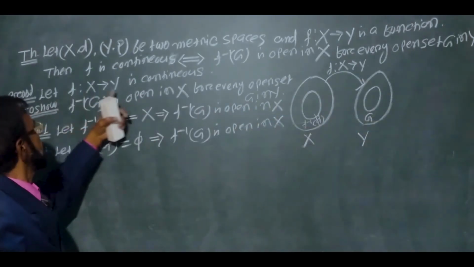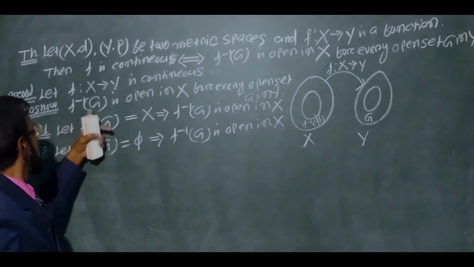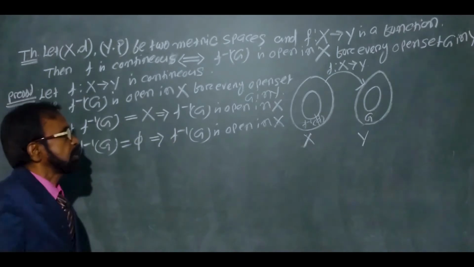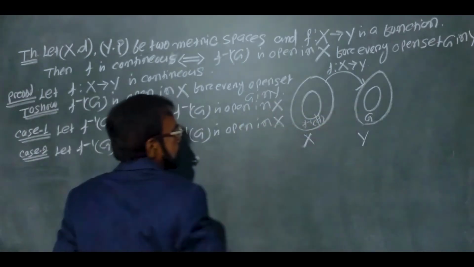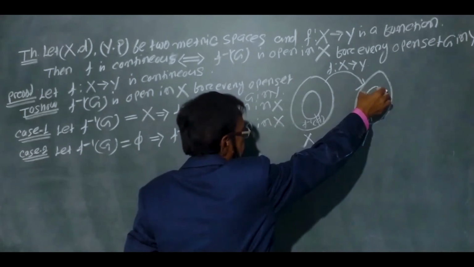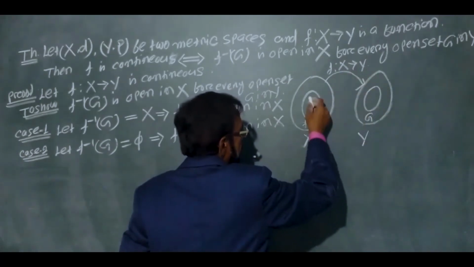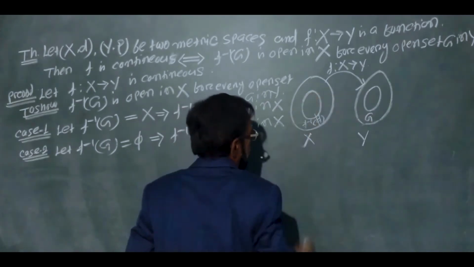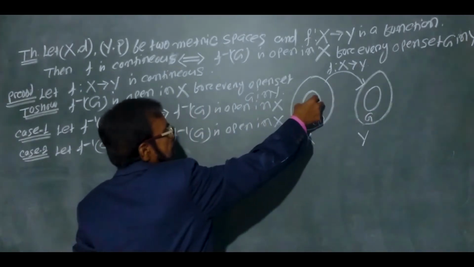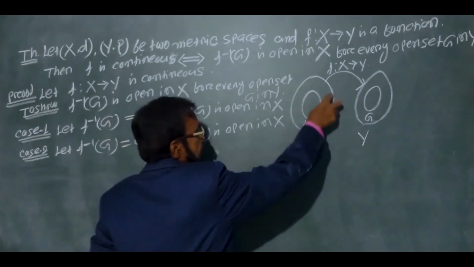Let f: X to Y be continuous. It is given. We have to show that f inverse G is open in X for every open set G in Y. We have to show that f inverse G is open in X. Suppose f inverse G is equal to X.